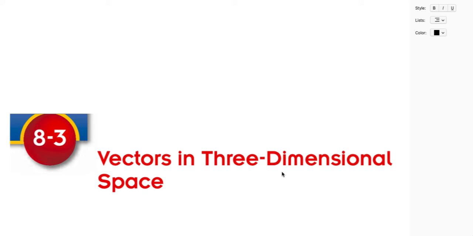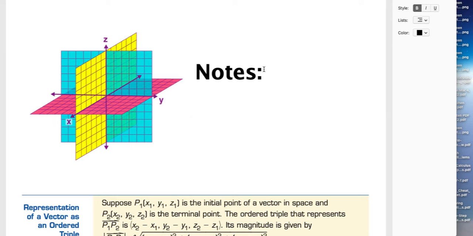Hey pre-calculus students, we are in section 8.3. We're going to be talking about vectors in three-dimensional space. So before we even get into our notes fully, we need to consider what three-dimensional space looks like when we're talking about the coordinate plane.